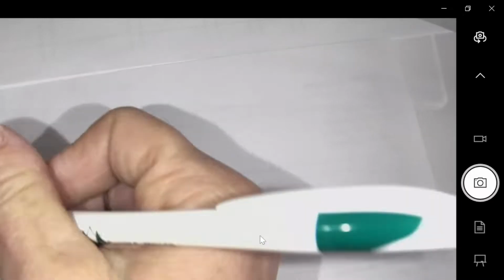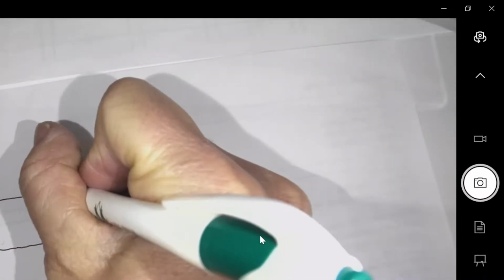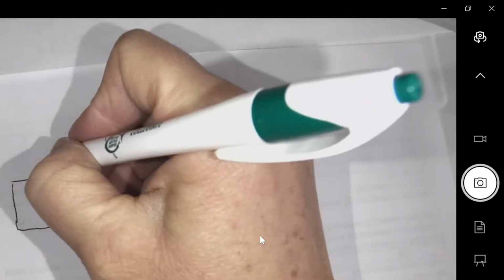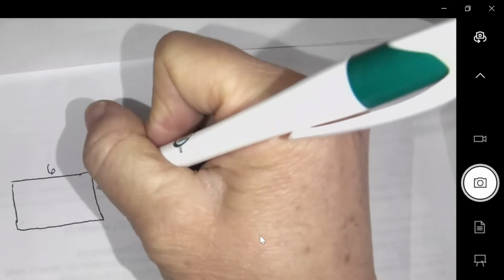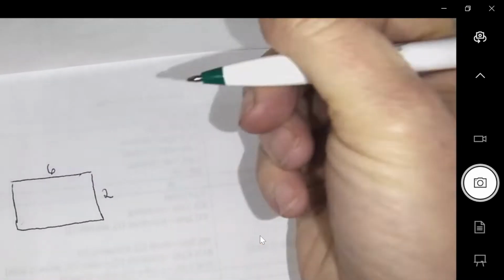Okay, I'm going to talk and I want you to watch and not write. Okay, so a 2D object. You've got objects that are flat. So I'm going to talk to you about, let's say, a rectangle. A rectangle is a 2D object. Let's pretend this side length is 6 and this side length is 2.